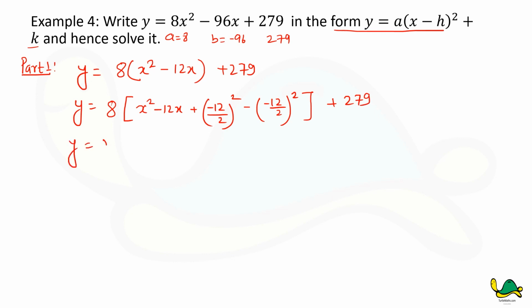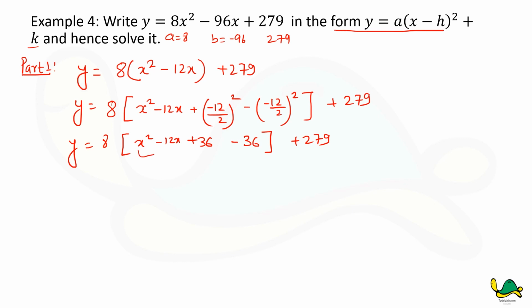Let's simplify it further. We will have x square minus 12x, and minus 12 over 2 is negative 6. Negative 6 square is positive 36. So I will have positive 36 here. Again I will have positive 36, but I have a negative sign right over here. So that will give me negative 36 plus 279.